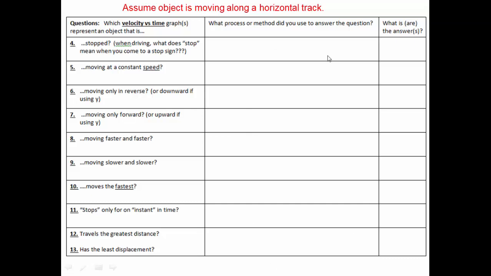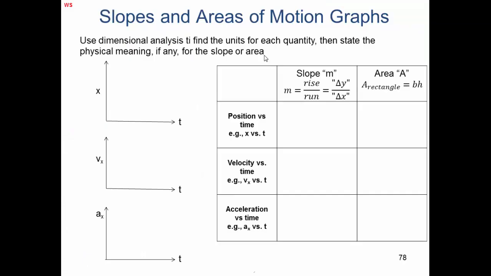Once again, the most important part of this worksheet is to tell me how you came across your answer, not the answer itself. And please don't say, I just looked at the graph. You need to tell me what you saw on the graph that leads you to these conclusions. I've also given you a review sheet of position, velocity, and acceleration versus time, what the slope means, what the area means for each. Please show your dimensional analysis and write yourself a few notes, and we can draw some representative graphs on the side here.